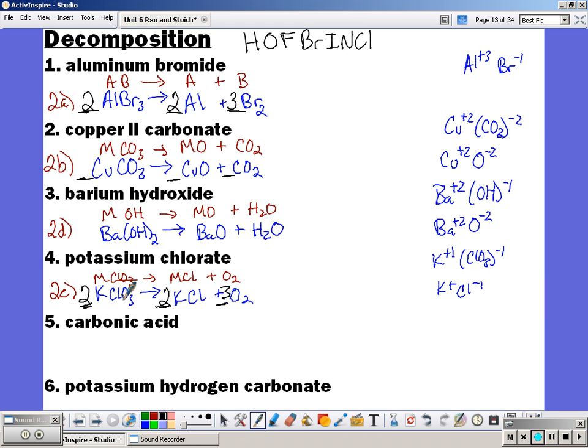Carbonic acid, it's an acid, so it has to start with hydrogen, which is +1. Carbonic would refer to carbonate, CO3 -2. So you would cross your charges, H2CO3.